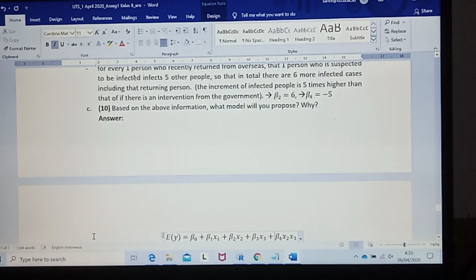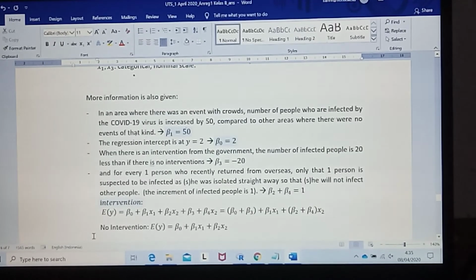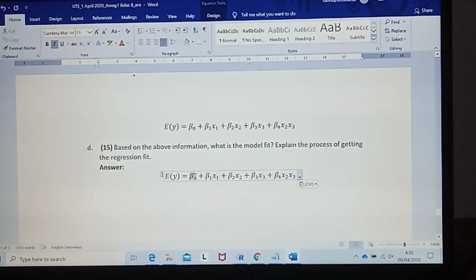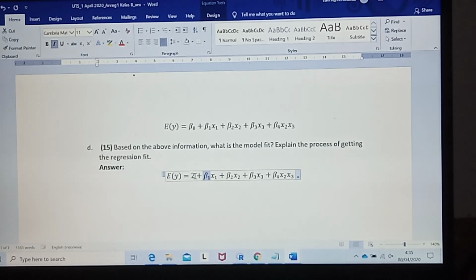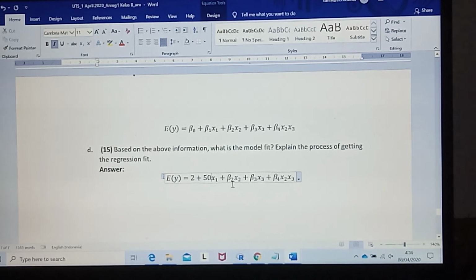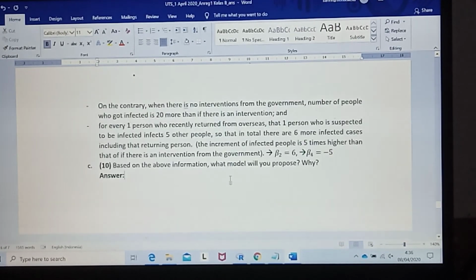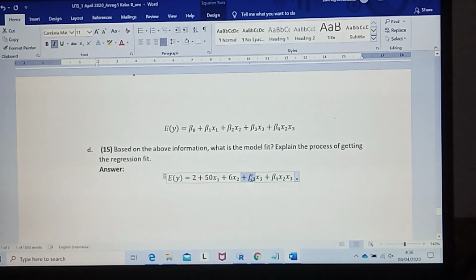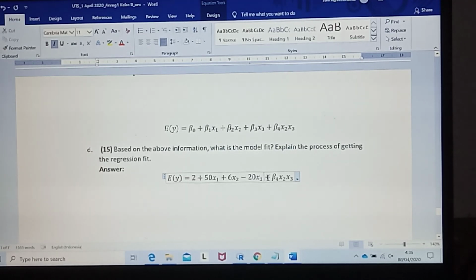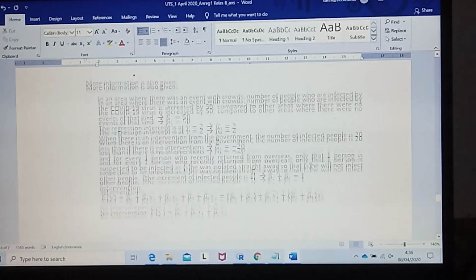So according to this model, the regression fit is that we have up here beta naught equals 2, beta 1 equals 50, beta 2 equals 6, beta 3 equals minus 20, and then beta 4 equals minus 5. So that's the model fit, and the process is just like what I've explained before.